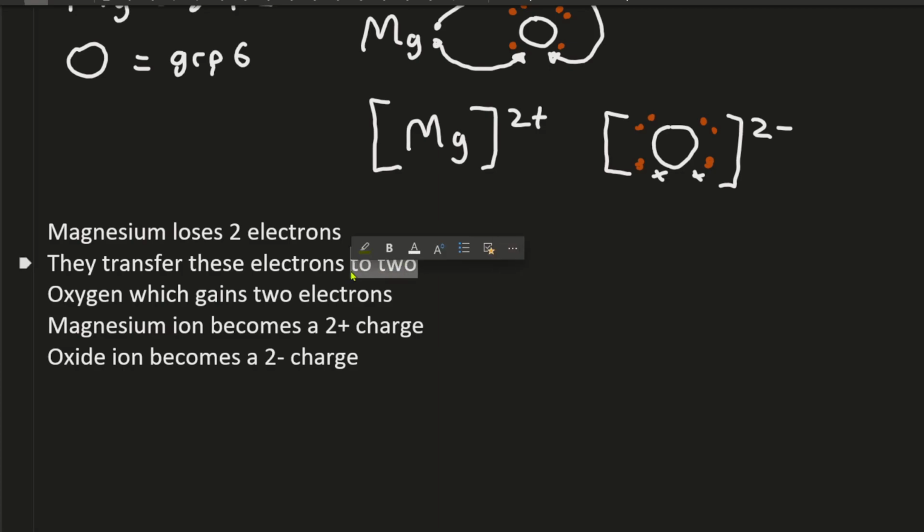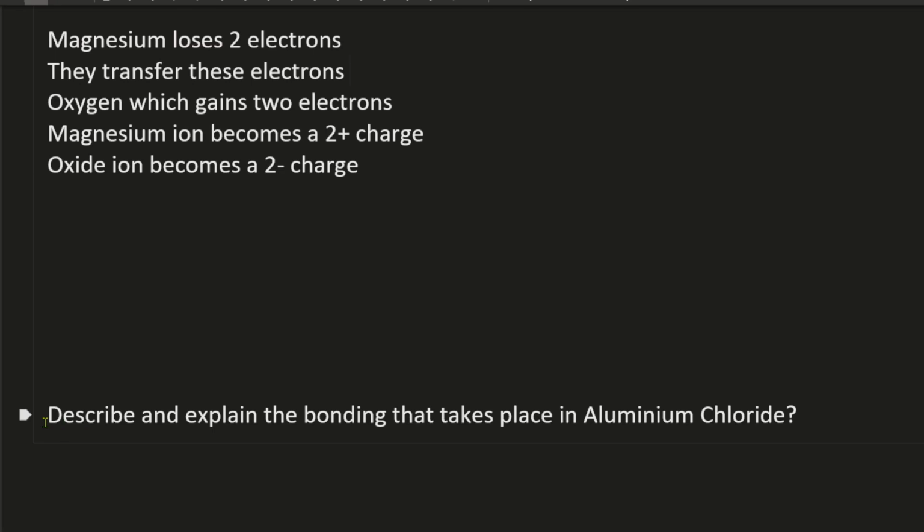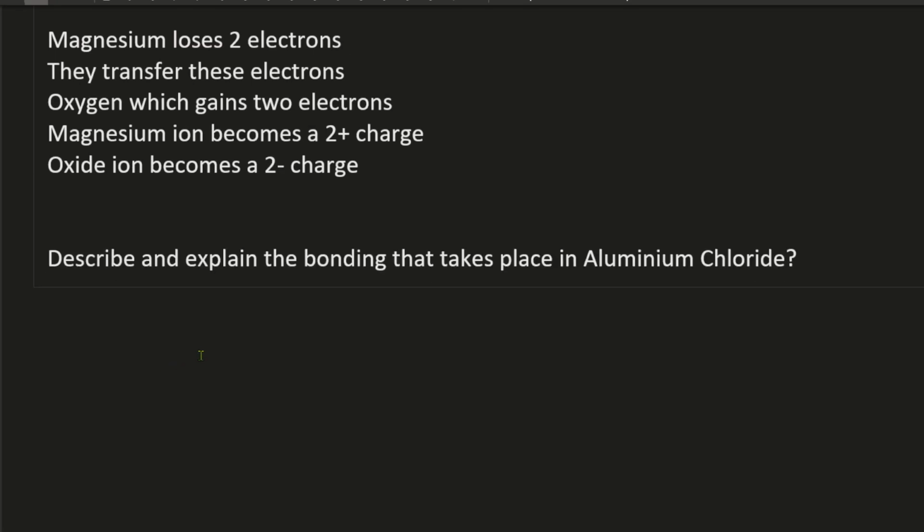This doesn't make sense actually. So they transfer these electrons, oxygen, which gains 2 electrons from those magnesium electrons. Now they both have charges. Magnesium ion becomes a 2 plus charge, oxide ion becomes a 2 minus charge. And the last one is a bit more tricky now. So in the last one, what you do is the following.